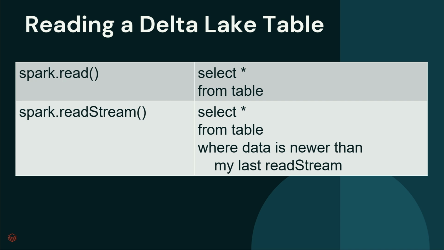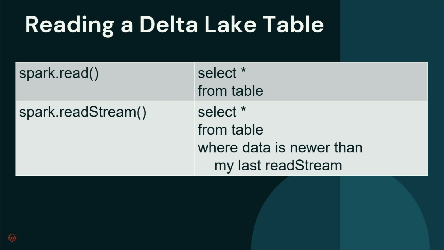When you read a Delta Lake table using a Spark read, it's just like saying select star from the table. You get the entire contents of the table with all the rows in their current image as of the time of the read. When you do a read stream on a Delta Lake table, it's like saying select star from the table where data is newer than my last read stream.